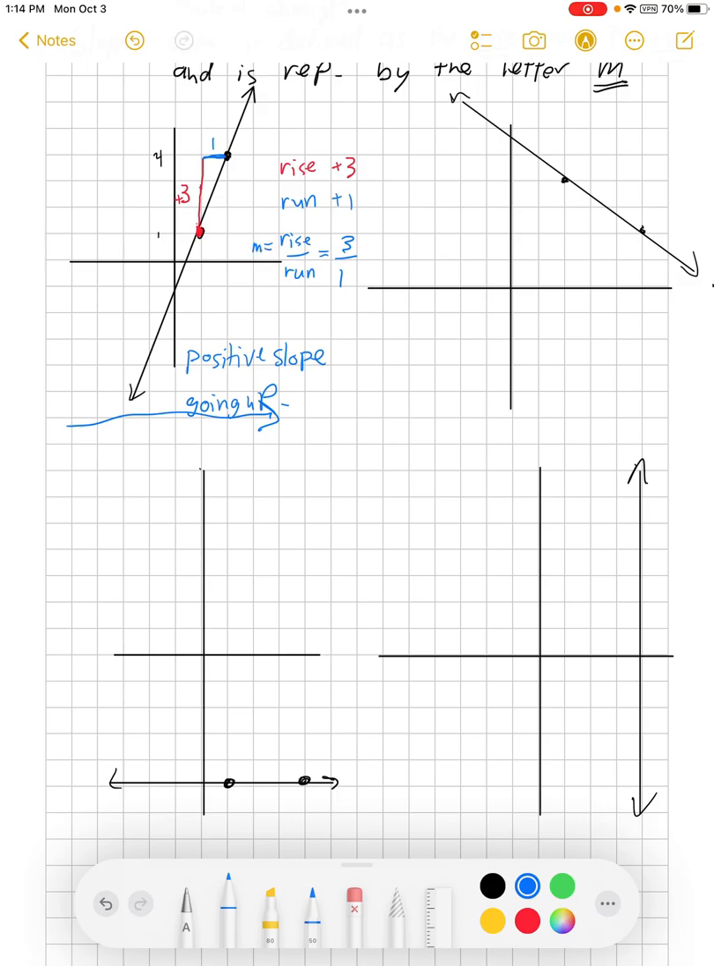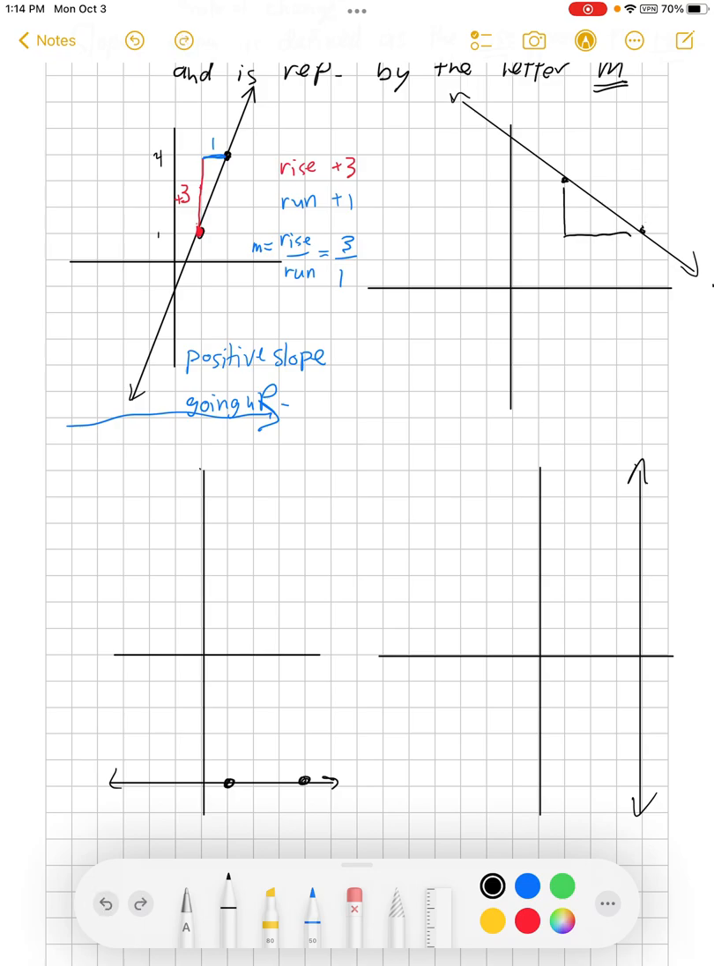So our M was rise over run, which is 3 over 1. Let's go ahead and try it the other direction now. We have a line with 2 points once again. So let's just go from one to the other on the grid. Now there are 2 ways you could go. You could go this way, or you could go this way. Either way, you should end up with the same answer.